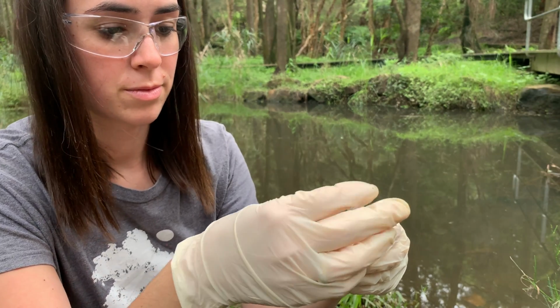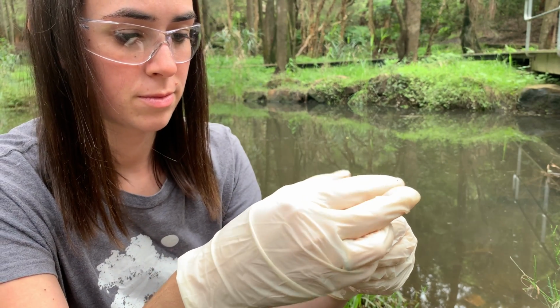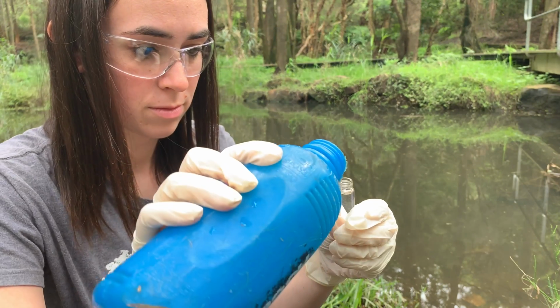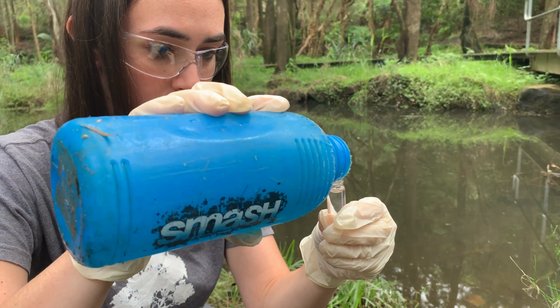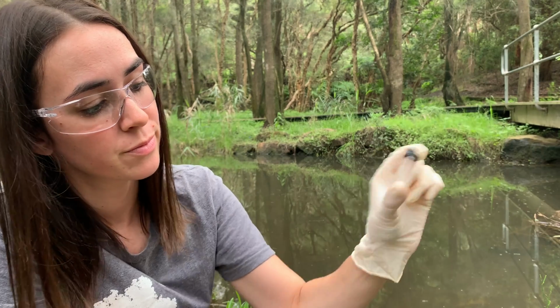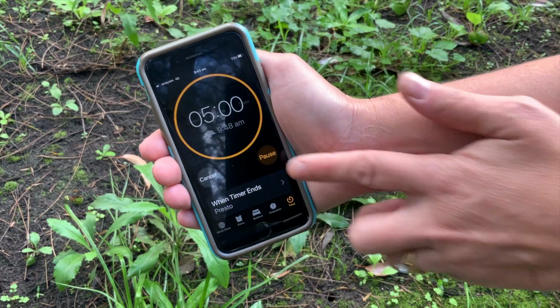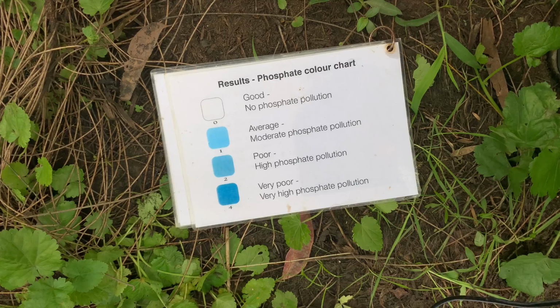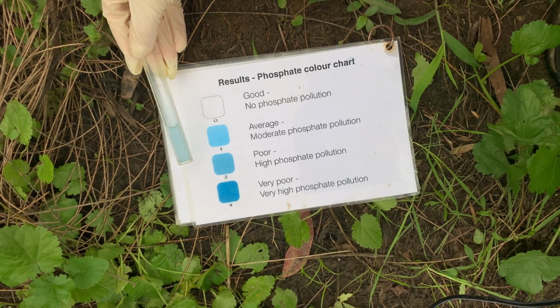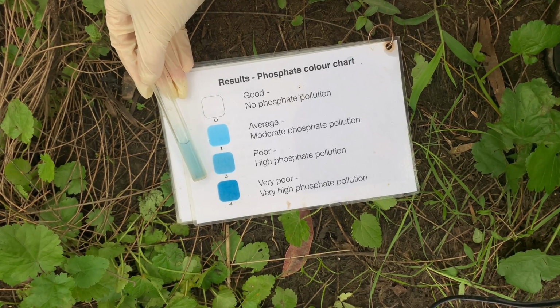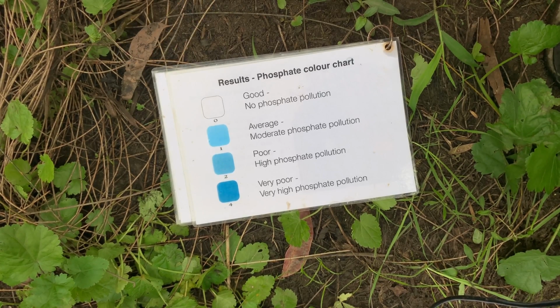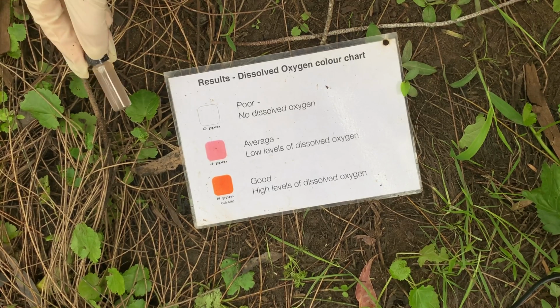The final test is for dissolved oxygen. This is the measure of how much oxygen is dissolved in the water. It's the amount of oxygen available to living aquatic organisms. We will then leave the phosphate and oxygen tests to dissolve for 5 minutes to see if there's a colour change. Unfortunately, we got an average result for phosphate and an average result for oxygen as well.